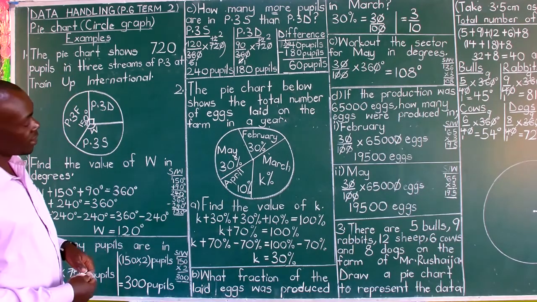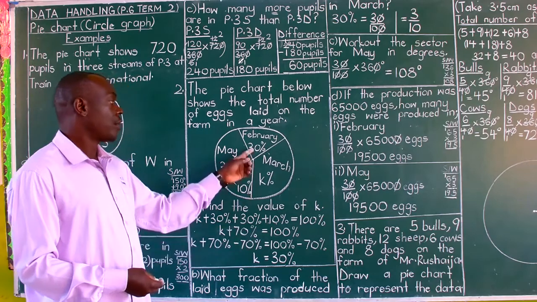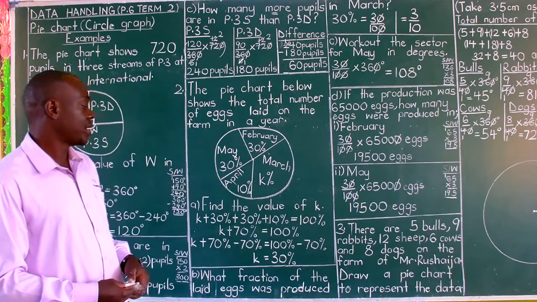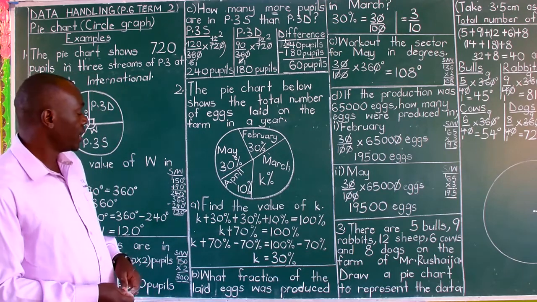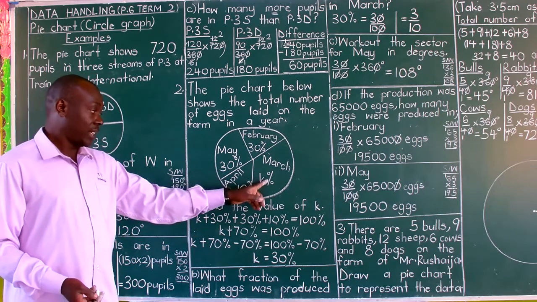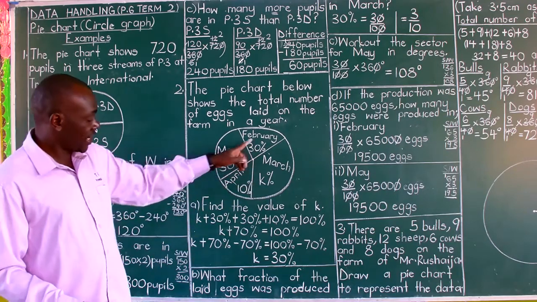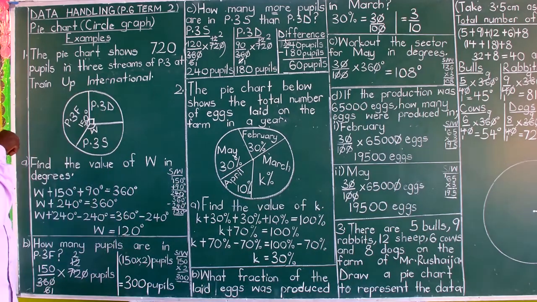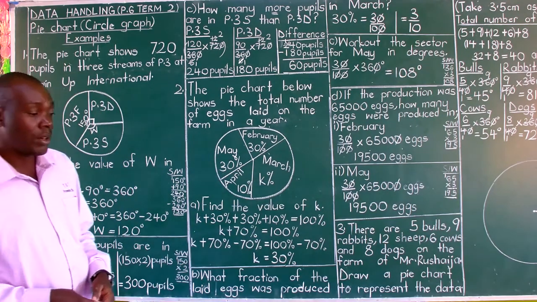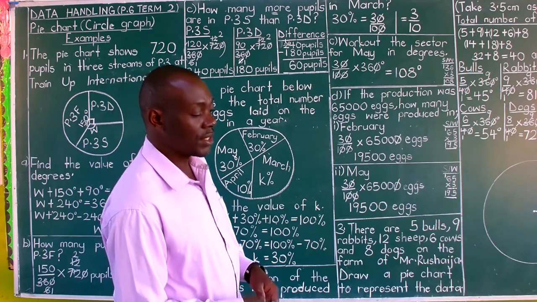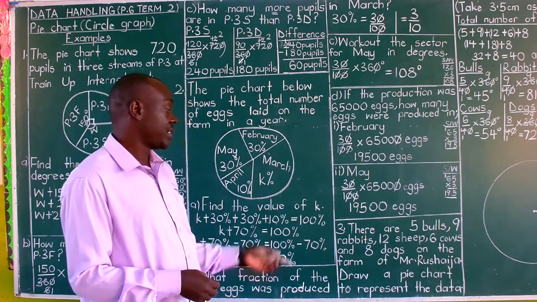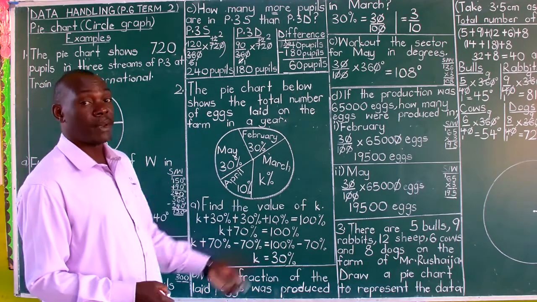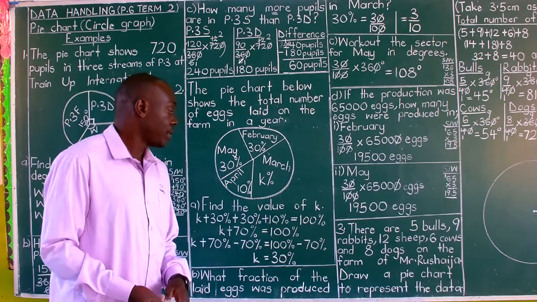Then question A tells you to find the value of K. Of course, the value of K will not be in degrees now. It's going to be in percentage form. So find the value of K. You say K plus 30% plus 30% plus 10% equals 100%. Why 100%? Because the climax of all the various normal percentages is 100%. So we say K plus 30% plus 30% plus 10% equals 100%.